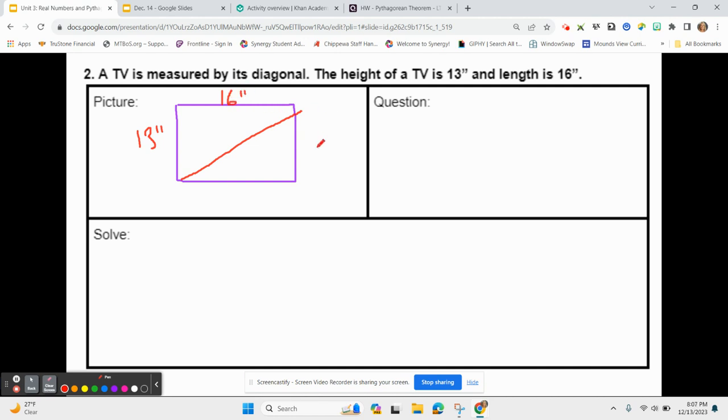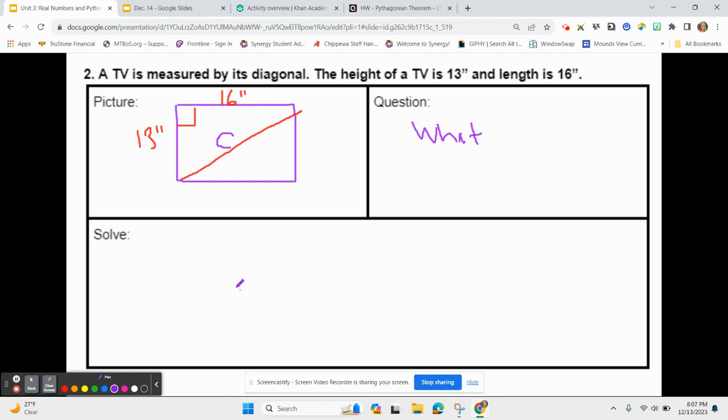That looks like the inches mark, but regardless. So notice that my height and my length create that 90-degree angle. So I have my 2 legs ready to go. My hypotenuse C is what we're missing. So what's our question? What is the diagonal of the TV? That is how it is measured. So if you go by 60-inch TV, you're actually measuring the diagonal. So what is the measurement of this TV? I'll just let you finish that part.